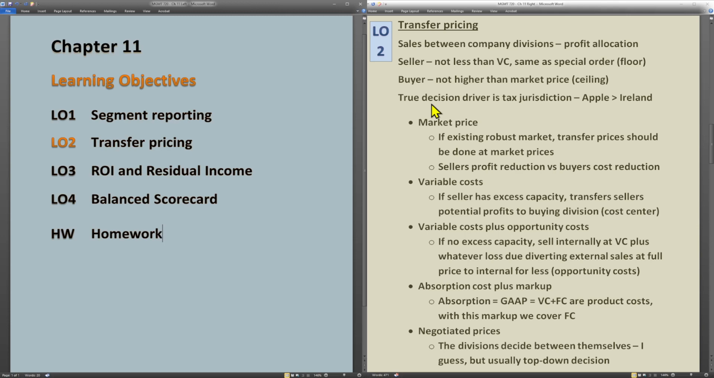So why wouldn't they transfer as much of their profit as possible to the place that charges them the least amount of tax? Even though there are all these other things, and granted, they are considerations, I would say if you talk to most corporate people, the true decision is, what's the tax rate? Where is the lowest tax rate? That's where we're going to manipulate the transfer pricing.